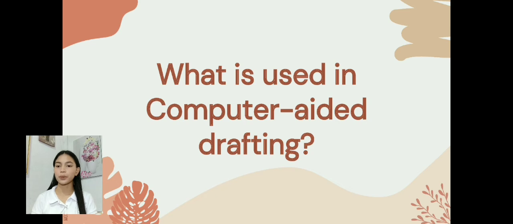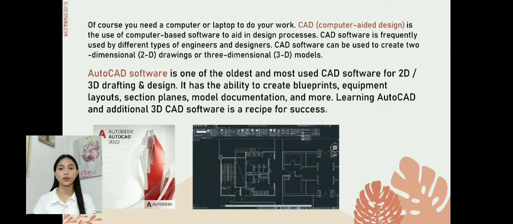What is used in computer-aided drafting? Well, of course, you need a computer or laptop to do your work. CAD or computer-aided design is the use of computer-based software to aid in design processes. CAD software is frequently used by different types of engineers and designers. CAD software can be used to create two-dimensional 2D drawings or three-dimensional 3D models.